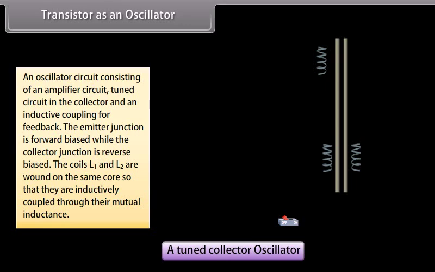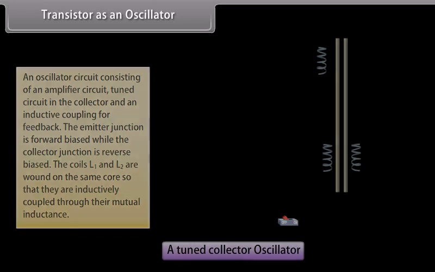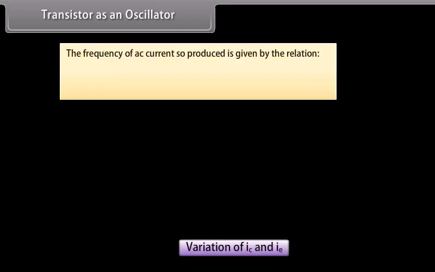On pressing the key, collector current suddenly starts flowing through L1. Consequently, a voltage is induced in coil L, which charges the capacitor C with such a polarity as to support the forward bias of the base emitter circuit. On reaching saturation, collector current stops varying, hence induced EMF in coil L vanishes. The frequency of AC current so produced is given by the relation f equals 1 upon 2 pi multiplied by 1 upon under root LC.